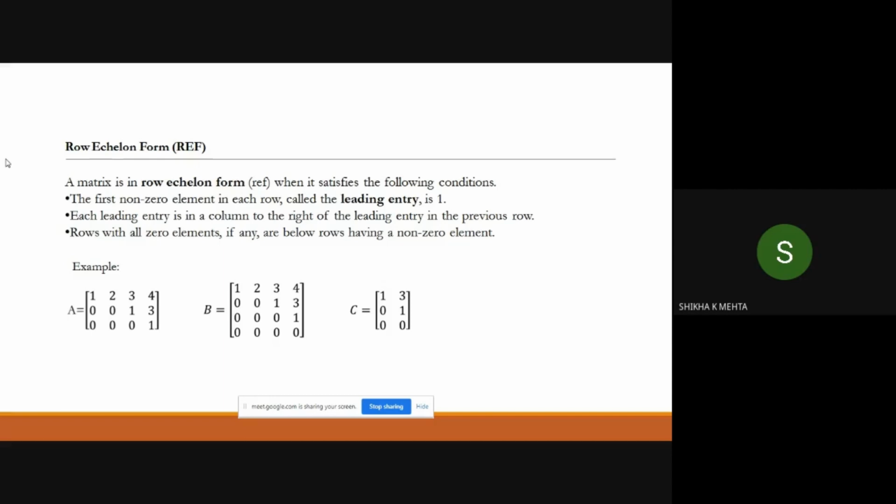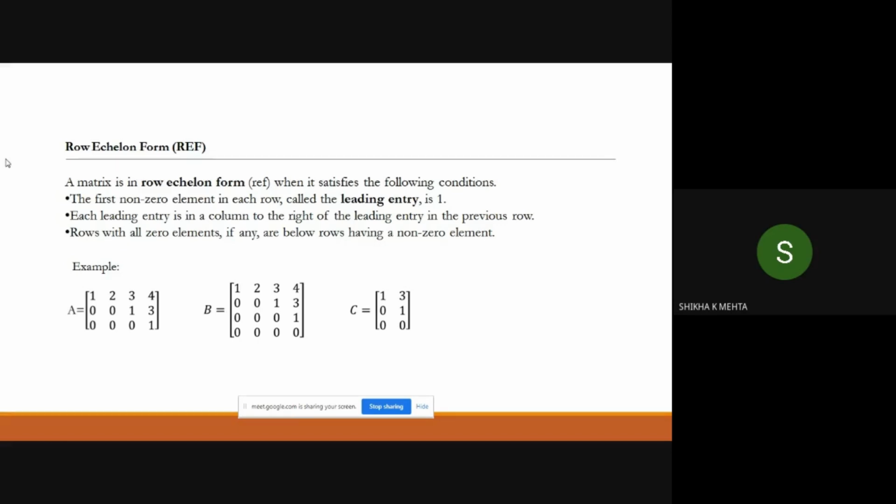Similarly, if we have the leading entry in row 2 in column 2, then row 3 cannot have a leading entry in column 1 or 2. It can only have a leading entry in column 3 or 4. Clear?